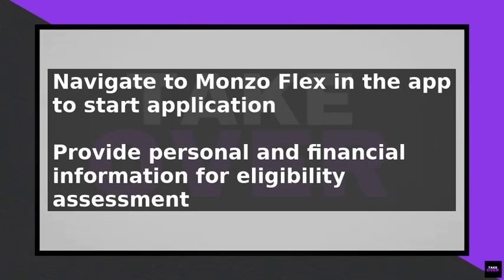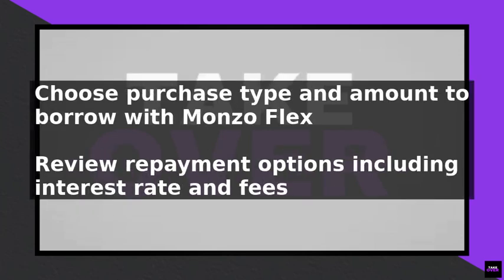You will also be asked to choose the type of purchase you want to make using Monzo Flex, as well as the amount you want to borrow. The options for repayment will then be presented to you, including the interest rate and any fees associated with the loan.